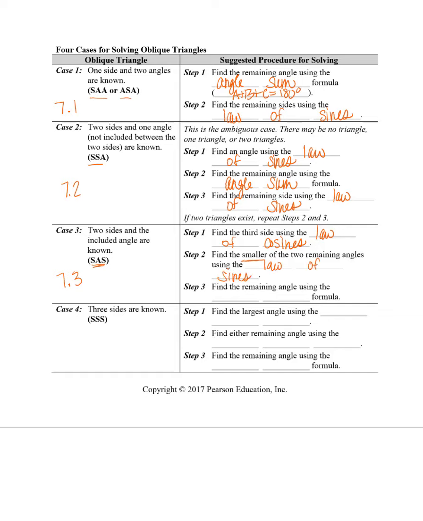The reason why you choose the smaller one is because you don't want to come up with that ambiguous case and get the wrong answer, finding an acute angle when it's supposed to be a larger angle. So always find the smaller one in step 2. Step 3, find the remaining angle using the angle sum formula.